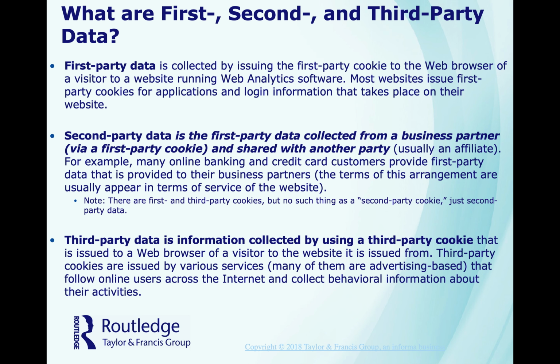And then third party data is information collected by using a third party cookie that is issued to a web browser of a visitor to a website other than the one it is issued from. Third party cookies are issued by various services, and many of them are advertising based, that follow online users across the internet and collect behavioral information about their activities.